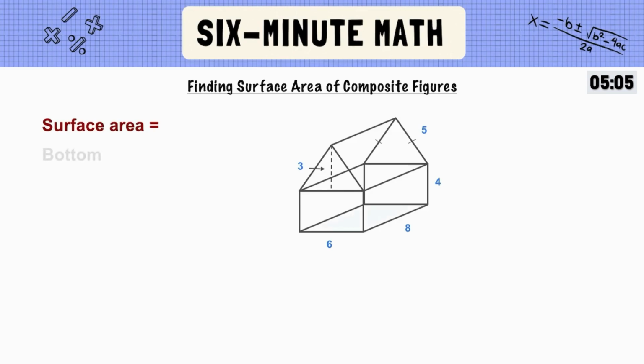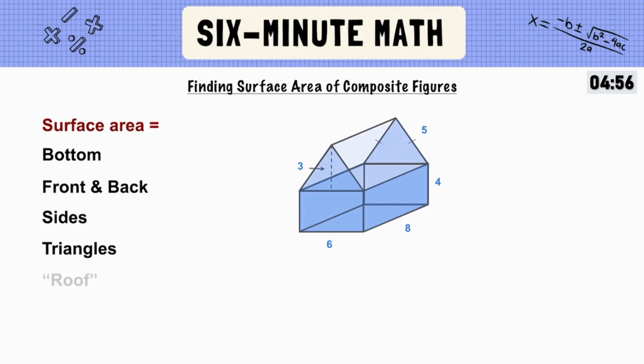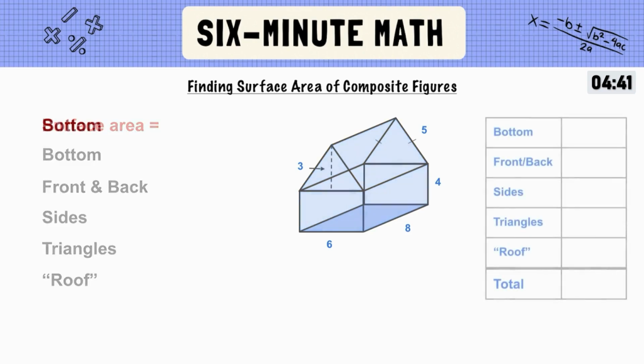For this figure, I have a bottom, the front and back, the sides of a rectangular prism. I will have the triangles, and then I have what I'm calling the roof. Notice that I am not doing the top of the rectangular prism or the bottom of the triangular prism, as that object is connected, and we would not be using that in our surface area. So how do we do this?